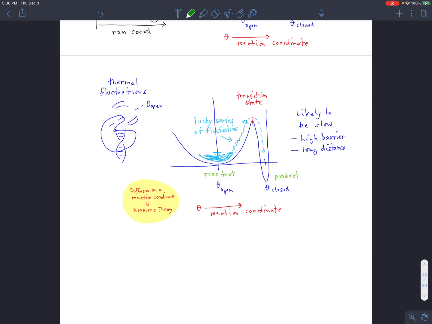And then the overall picture is that the fingers fluctuate like this. That looks like fluctuations at the bottom of this well. Every once in a while, a fluctuation gets big enough to cause the fingers to come down and stick, and that corresponds to a transition over to the fingers closed state.